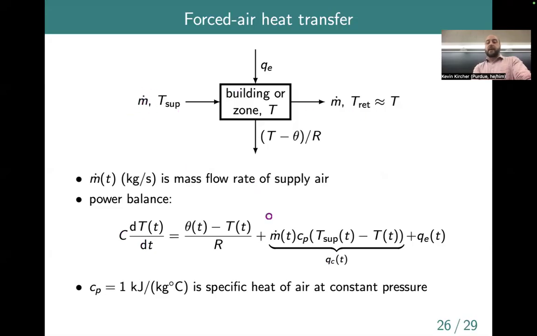This is basically the enthalpy change formula for an ideal gas. Air at normal ambient temperatures is well modeled as an ideal gas. So we get basically an m dot Cp delta T, where the delta T is between the supply and the return temperature. So that is our intentional or controlled thermal power, and then we have the exogenous term here as well. And then Cp that shows up here is called the specific heat at constant pressure of air, which is about 1 kilojoule per kilogram degrees Celsius.